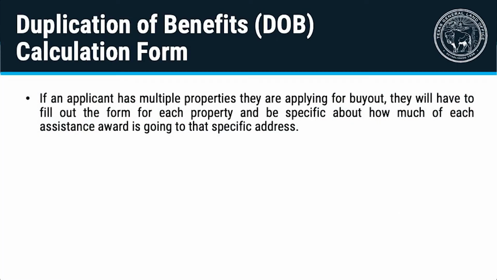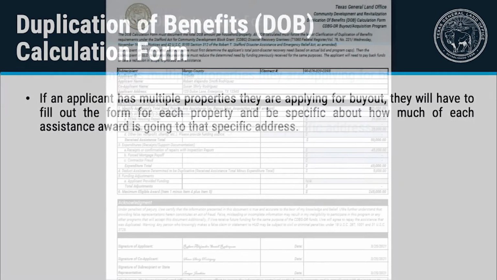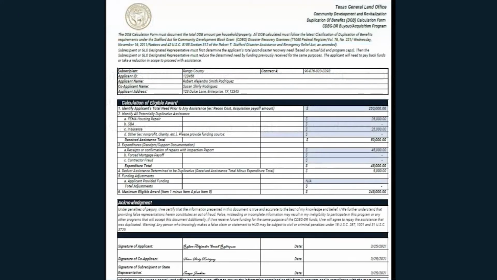If an applicant has multiple properties they are applying for buyout, they will have to fill out the form for each property and be specific about how much of each assistance award is going to that specific address. For this video, we will use an example of a fictional applicant and location to explain the form. In our example, the applicant is of a buyout program and they are receiving pre-disaster value for the home. Therefore, the form will be completed in its entirety.